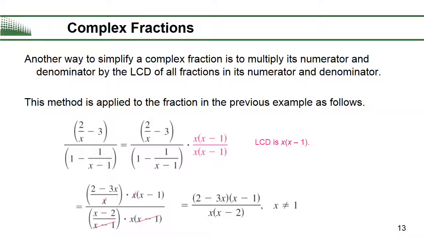So on the lower part of the screen there, you see where we've done that. In the numerator, the x's cancel and leave us with 2 minus 3x times x minus 1. And in the denominator, we're left with x times x minus 2. Same answer. Most people find this to be a little faster and a little easier, but in the end, it's kind of up to you, whatever works best for you.